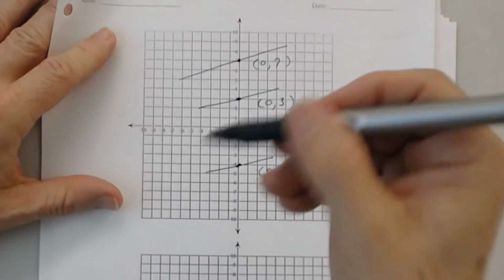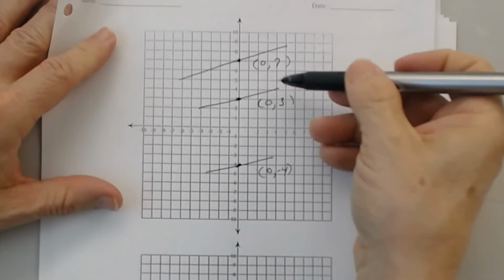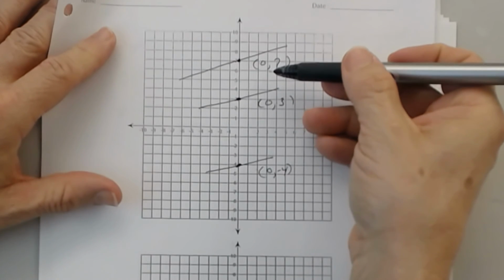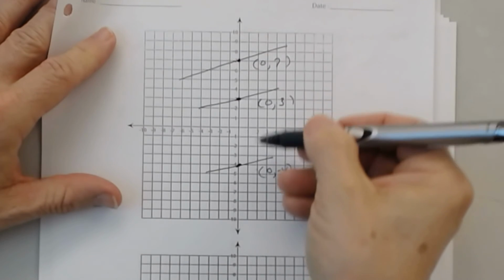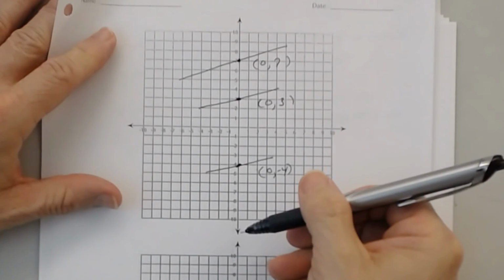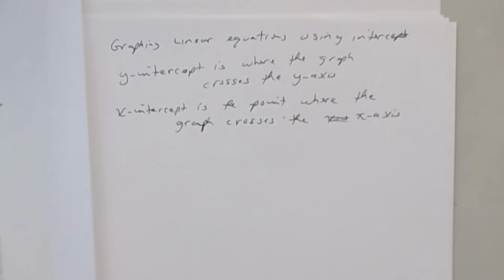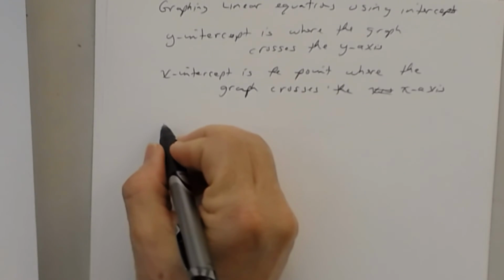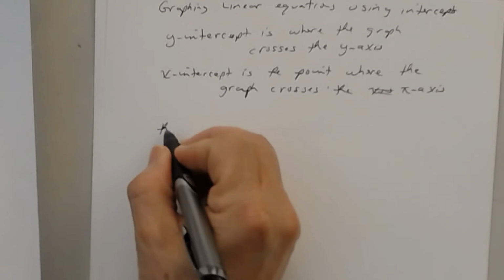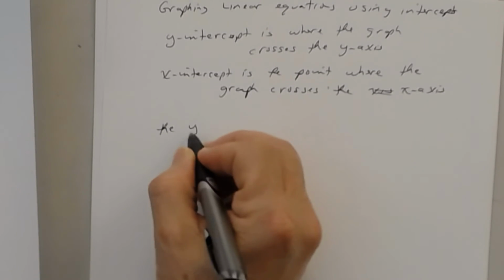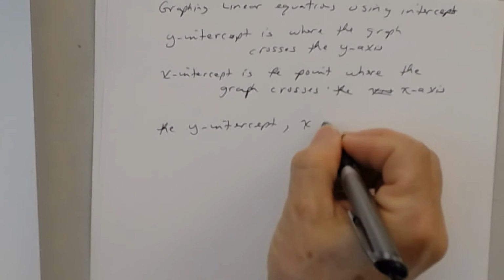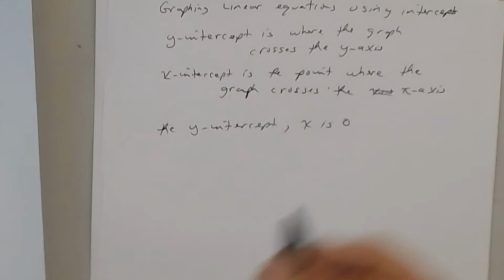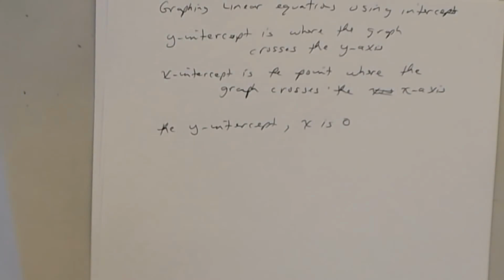So all these are y-intercepts, right? What do you notice about what they have in common? The x is always 0. We're going to do this next class period. Let me write it this way: for the y-intercept, x is what? 0. X is 0.